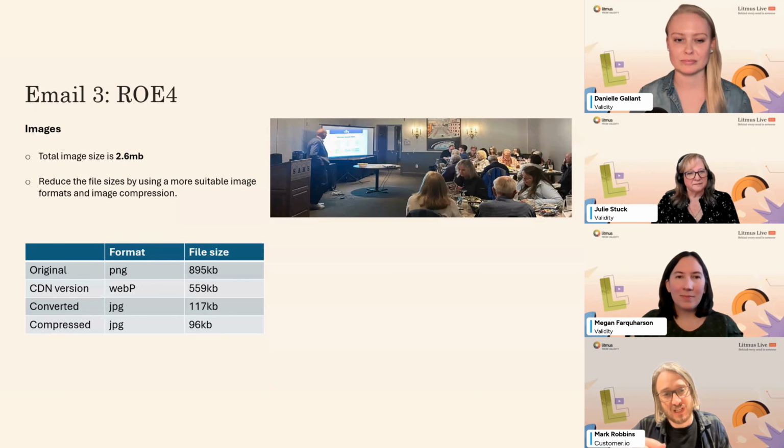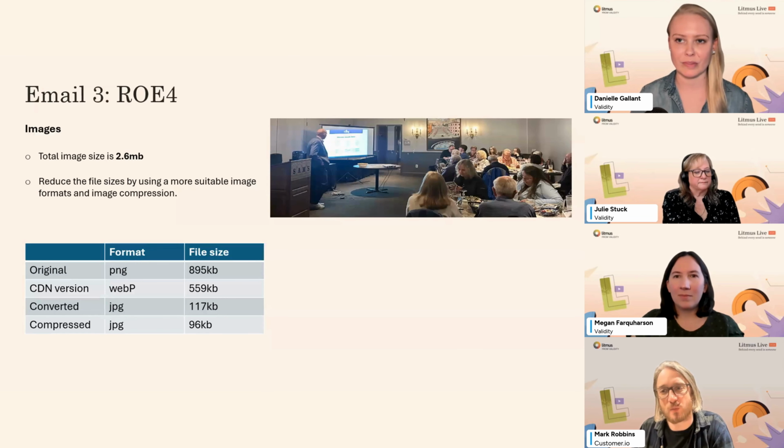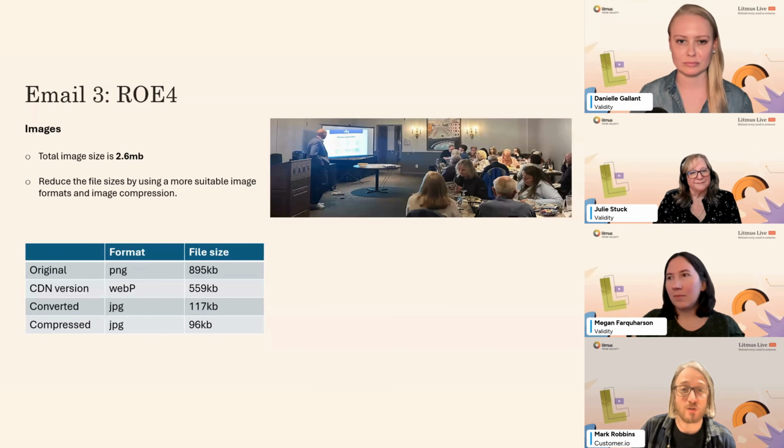Interestingly, the CDN delivering this image is converting it to a WebP, which compresses it a bit, but because it's in that original PNG format, it's not reducing the file size much. So I just took this image and converted it straight to a JPEG, and it brought it down to 117 kilobytes, and then I ran it through some compression down to 96. So that's a huge saving on just that one image.